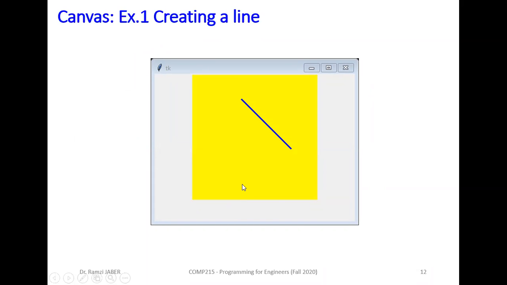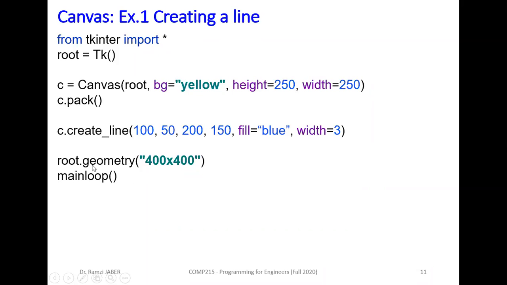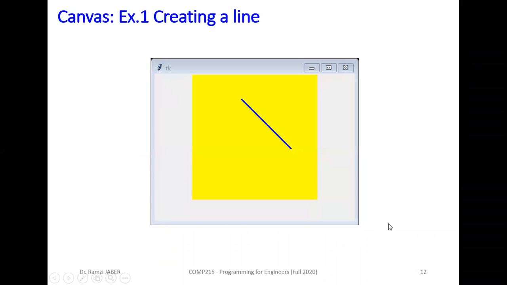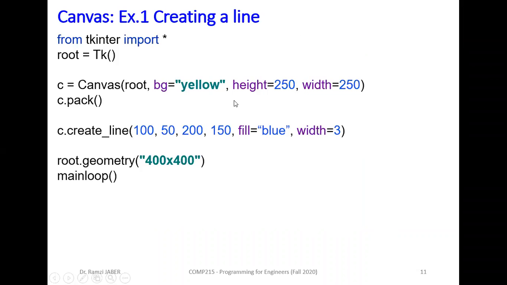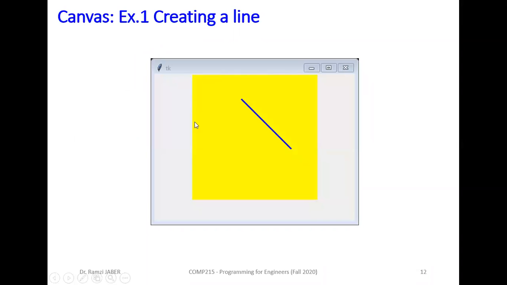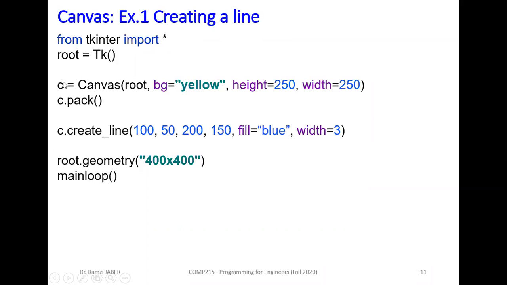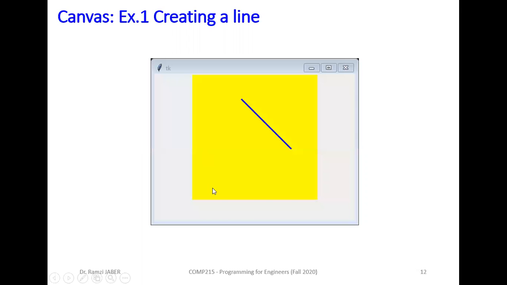As you can see, geometry 400 times 400, this is the window, 400 times 400. Canvas width and height are 250 by 250. The yellow square is 250 by 250. So first we decide where we want to draw inside the canvas in the given height and width. Then canvas pack, in the middle. So the yellow square is in the middle.